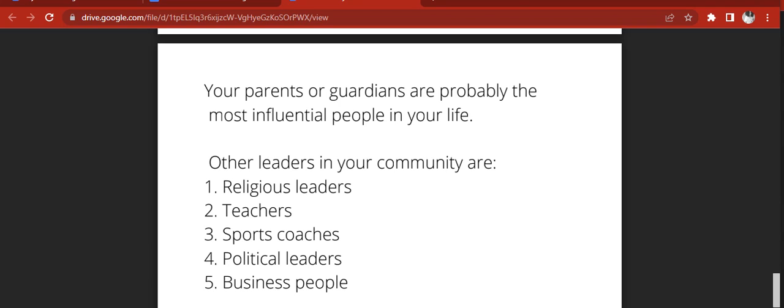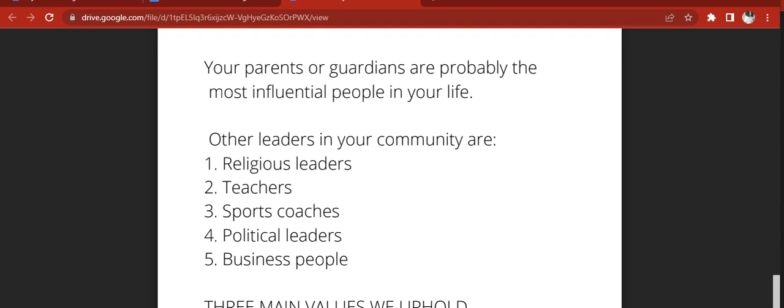So you have to know the difference between a good and a bad role model, so that you don't end up looking up to bad role models and all that. The second one is teachers. Teachers as well, those ones who are pedophiles and they target young kids and all that. So just make sure that you know the characteristics, as I did mention them before this. So make sure of that as well. And then it's sports coaches, political leaders, and business people.